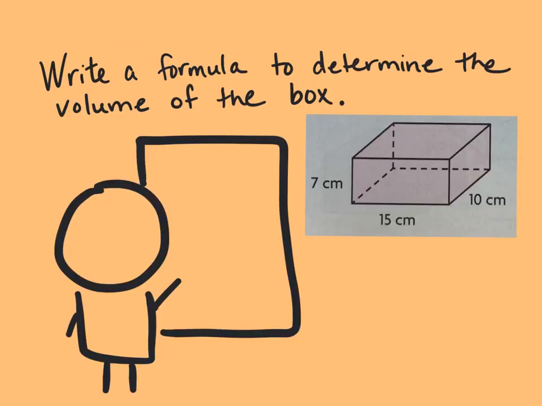Here's your last problem. Write a formula to determine the volume of the box. If you don't have this, then you need to go back to the beginning of the lesson. Here we go. Volume equals your base times your width times your height. That's it.